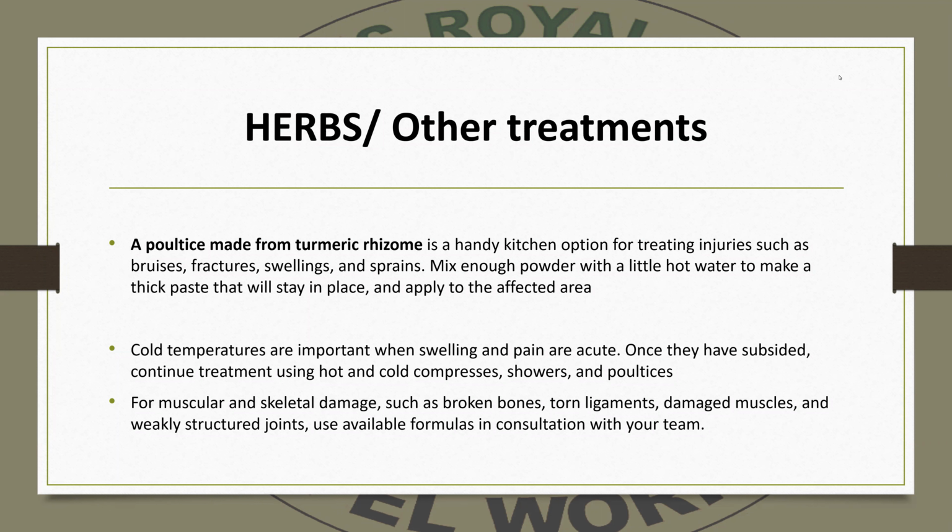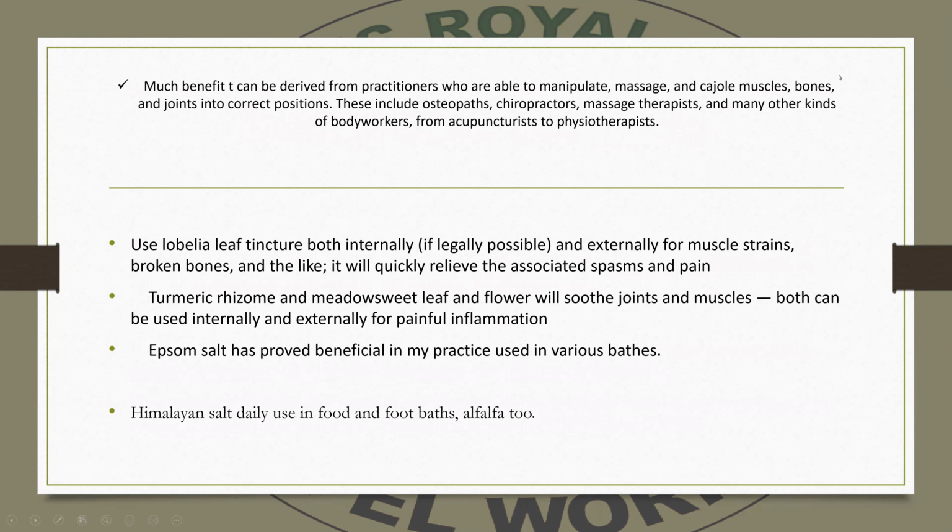For muscular and skeletal damage, such as broken bones, torn ligaments, damaged muscles, and weakly structured joints, we must use available formulas in consultation with your team. You can consult those that have good experience in this. You can also use some Epsom salt in your various baths, Himalayan salt daily in food and also baths. Also alfalfa. Alfalfa is very good for the muscular system.